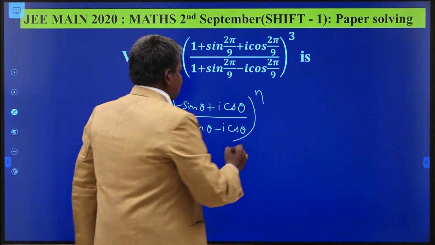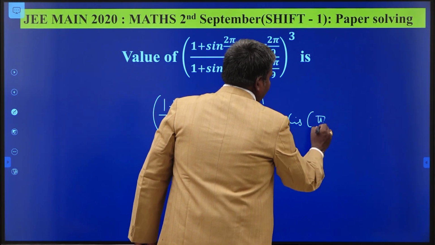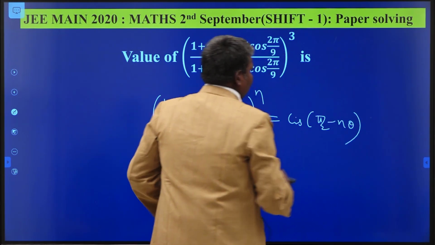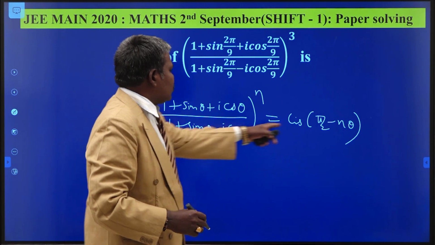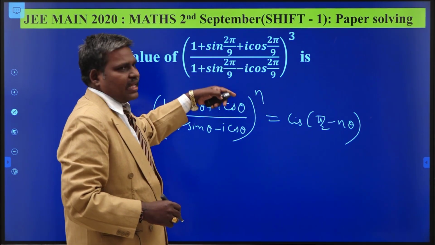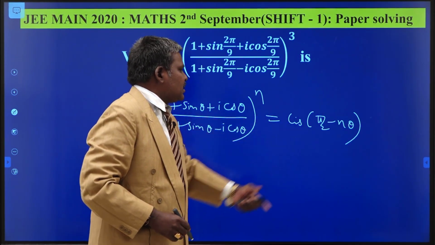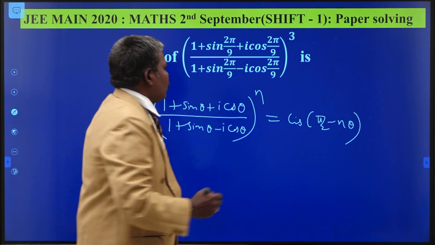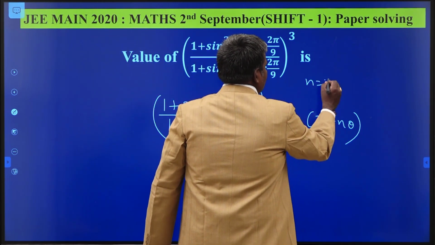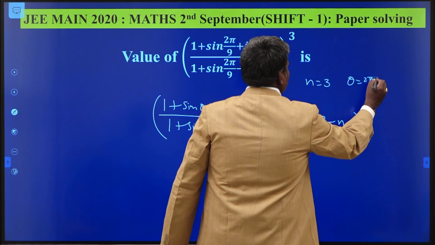If you know that this is equal to cis(π/2 − nθ), then your job is over. Otherwise, you need to prove this one. So, convert this sin into cos and apply 1 + cos θ as 2 cos² θ/2 and so on. After simplifying, you get this value, cis(π/2 − nθ). What is n here? n is equal to 3. What is θ here? θ is equal to 2π/9.